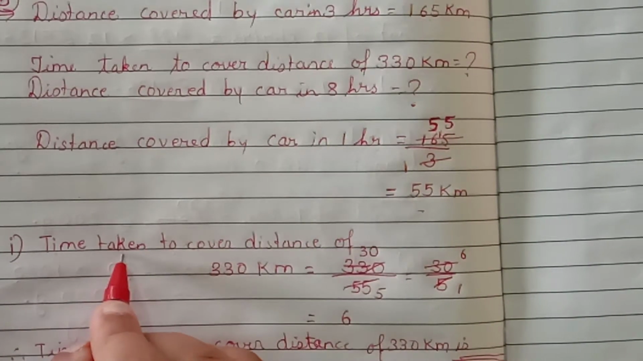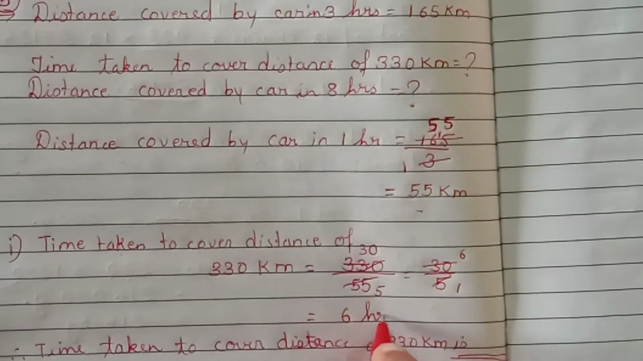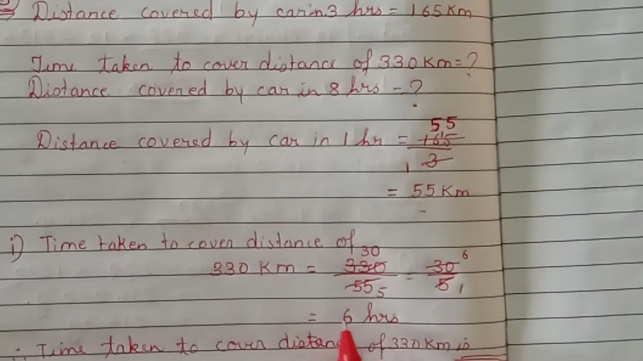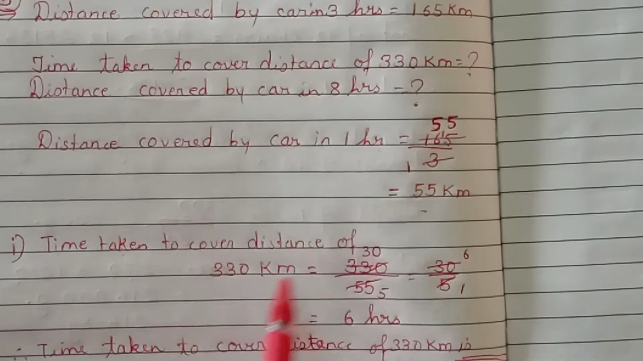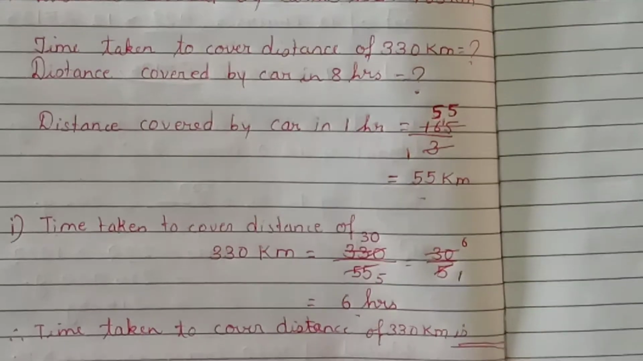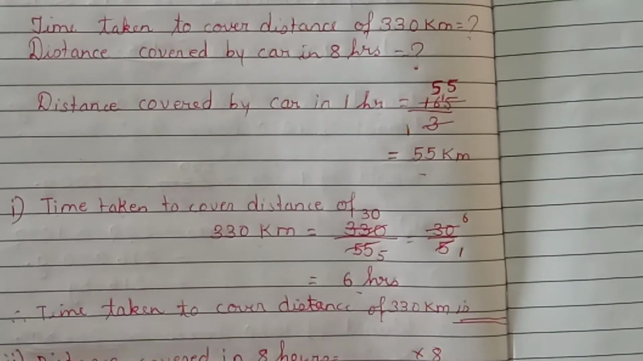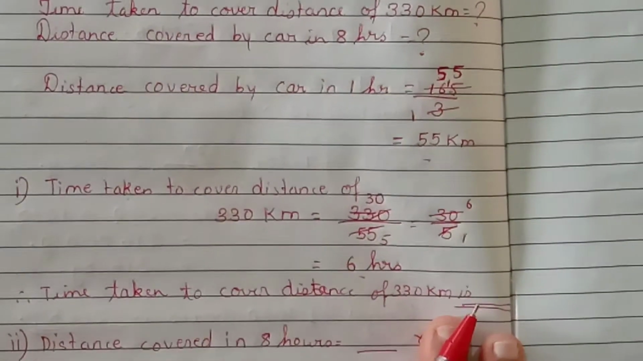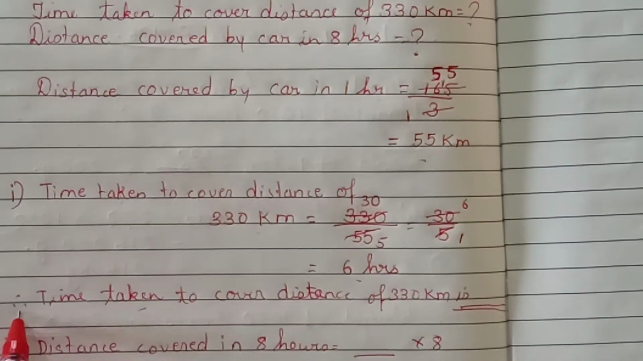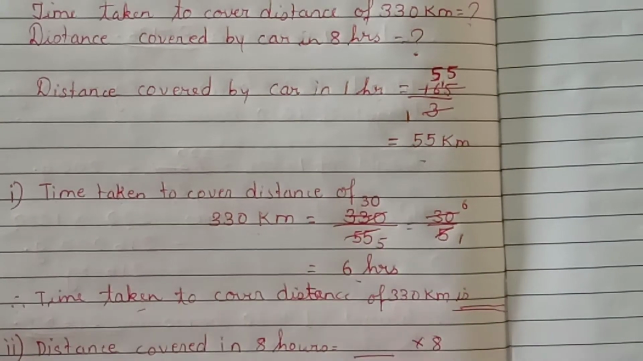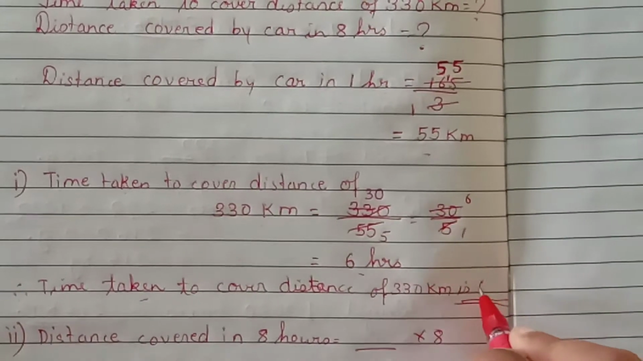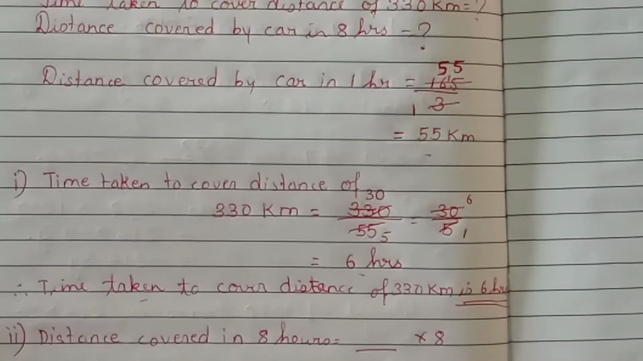It is time taken, no? So our unit will be hours. Okay, so what will we write? Answer: time taken to cover a distance of 330 kilometers is equal to 6 hours. Did you understand? So the last statement of this find out will be time. Therefore, time taken to cover a distance of 330 kilometers is 6 hours.